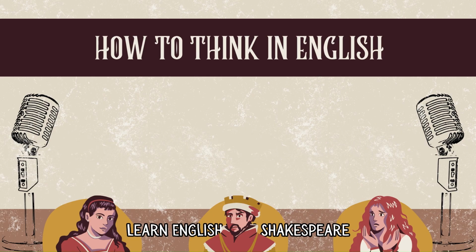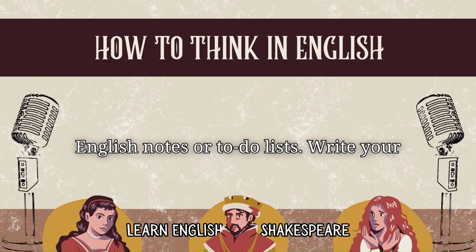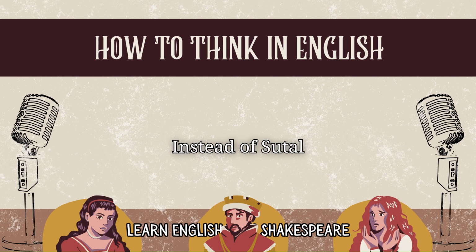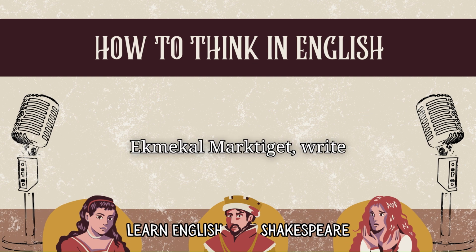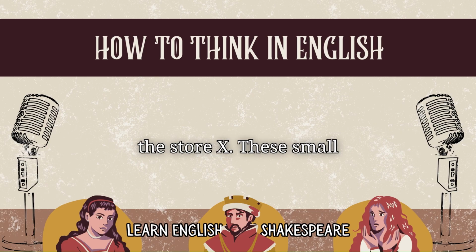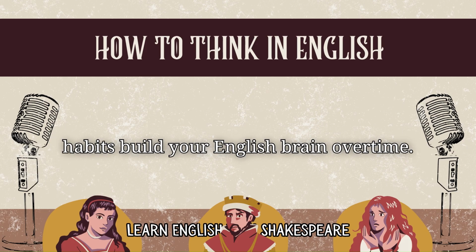5. Use English notes or to-do lists. Write your shopping list or daily plan in English instead of "süt al, ekmek al, market". Write, buy milk, get bread, go to the store. These small habits build your English brain over time.